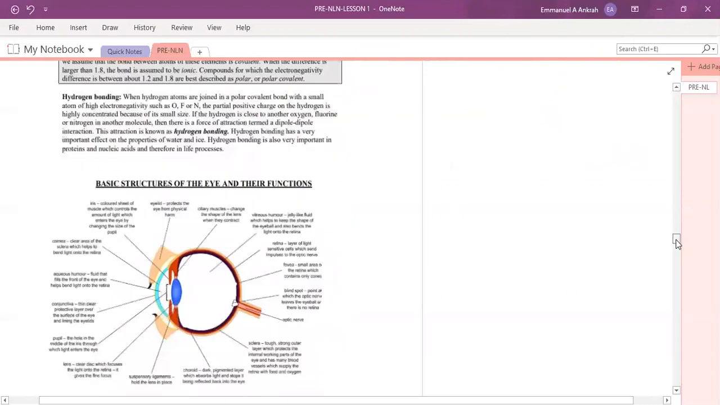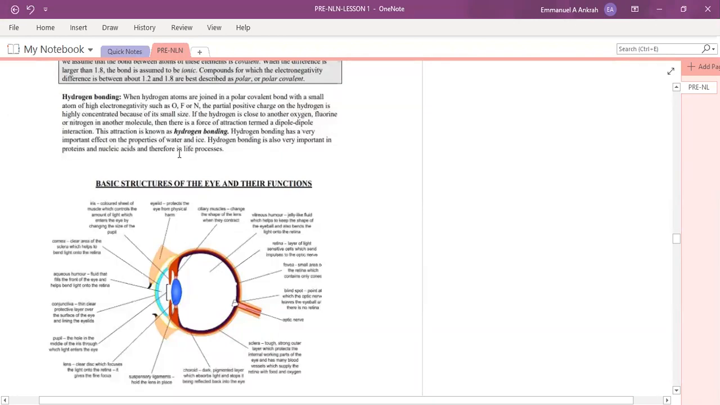Right. So with that knowledge, you have what we call the hydrogen bond. Hydrogen bond is a special type of bond. When hydrogen atoms are joined in a polar covalent bond with a small atom of high electronegativity, such as oxygen, fluorine, nitrogen, the partial positive charge on the hydrogen is highly concentrated because of its small size. If the hydrogen is close to another oxygen, fluorine, or nitrogen in another molecule, then there's a force of attraction termed a dipole-dipole attraction. This attraction is known as the hydrogen bonding.